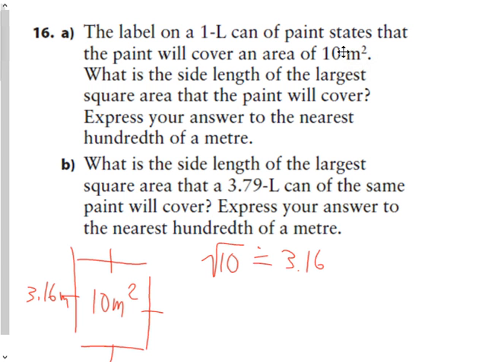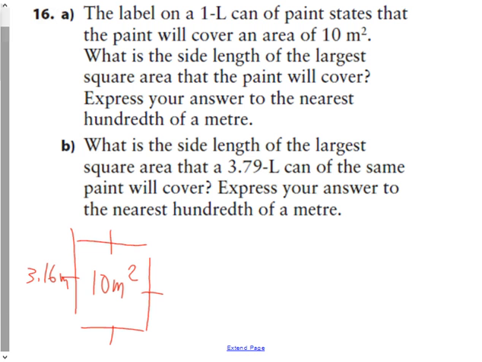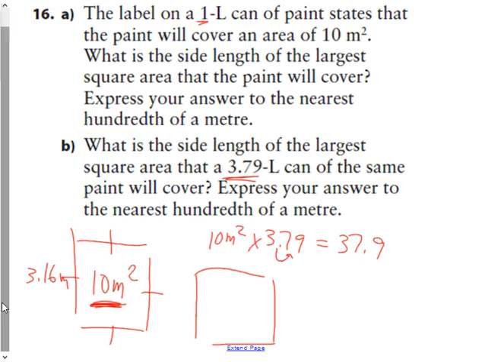The second part says, what is the side length of the largest square that a 3.79 liter can of the same paint will cover? Since one liter does 10 meters squared, a 3.79 liter can does 3.79 times as much. So if I take the 10 meters squared and multiply it by 3.79, when you multiply anything by 10, you just move your decimal one place over. Therefore, the area of this one will be 37.9 square meters instead of 10.